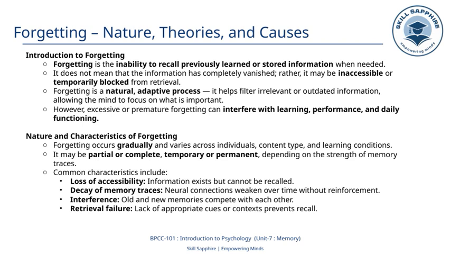Some common features include the loss of accessibility, where the information still exists, but we just can't access it at the moment. Then there's decay, where neural connections weaken over time if they're not reinforced. Interference is another factor, where old and new memories compete with each other, making recall more difficult. And finally, retrieval failure, which happens when the right cues or context are missing, preventing us from bringing the memory to mind. All these aspects help us understand why forgetting happens and how it fits into the broader picture of memory and cognition.